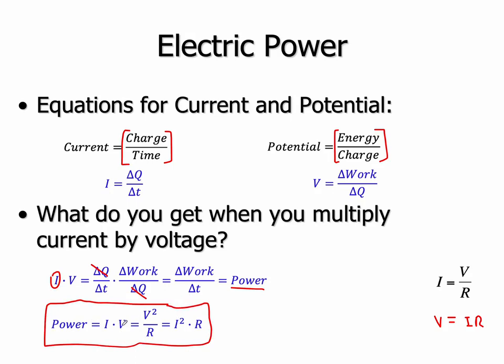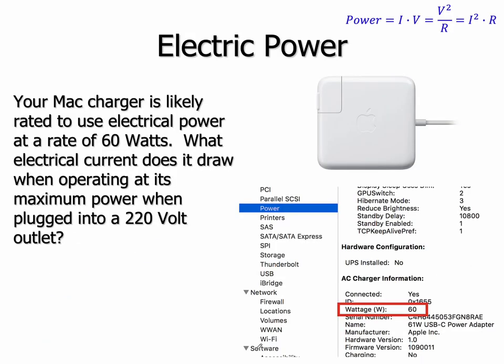If you know current and voltage, first one; voltage and resistance, second one; current and resistance, the last one. Every single device you see around this room has a power rating. If you go to your Mac or a laptop, you can actually find out what the wattage is. In this case, it's a 60-watt charger, and you could very quickly figure it out if you plugged it into a socket. Sorry, I used 220 volts, but you could use 110, just a different answer.